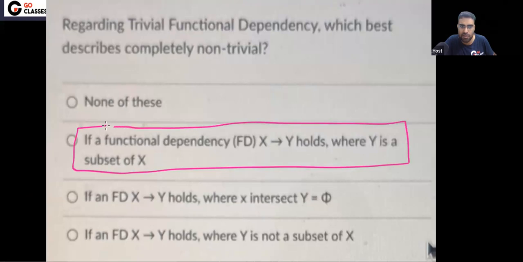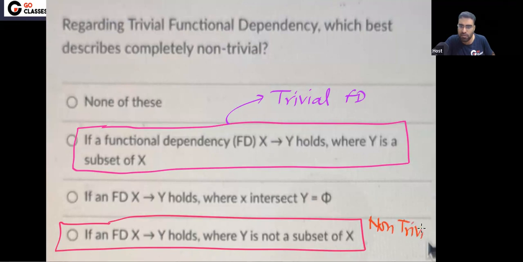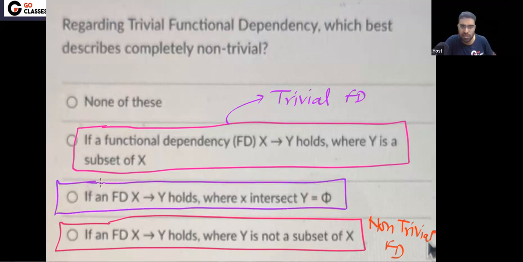This statement, if a functional dependency holds where Y is a subset of X, this is your trivial functional dependency. What about the last one? The last one is non-trivial. This is a non-trivial functional dependency. And this middle one is your completely non-trivial.